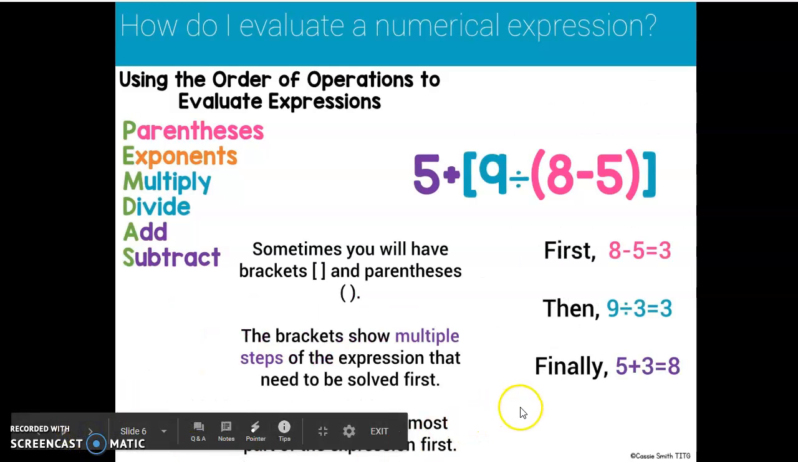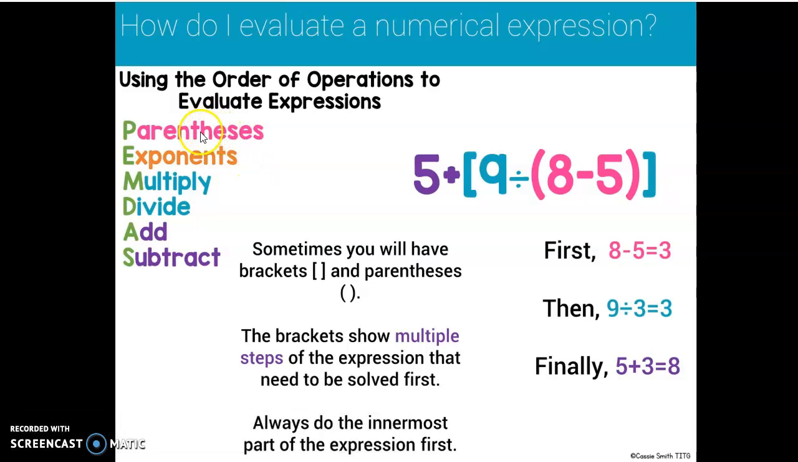Here is another one that we are going to look at using the order of operations to evaluate the expressions. And here you have your acronym: parentheses, exponents, multiply, divide, add, and subtract. So here we have 5 plus open brackets 9 divided by open parentheses 8 minus 5 close parentheses close bracket. So then we are going to look inside our parentheses first.